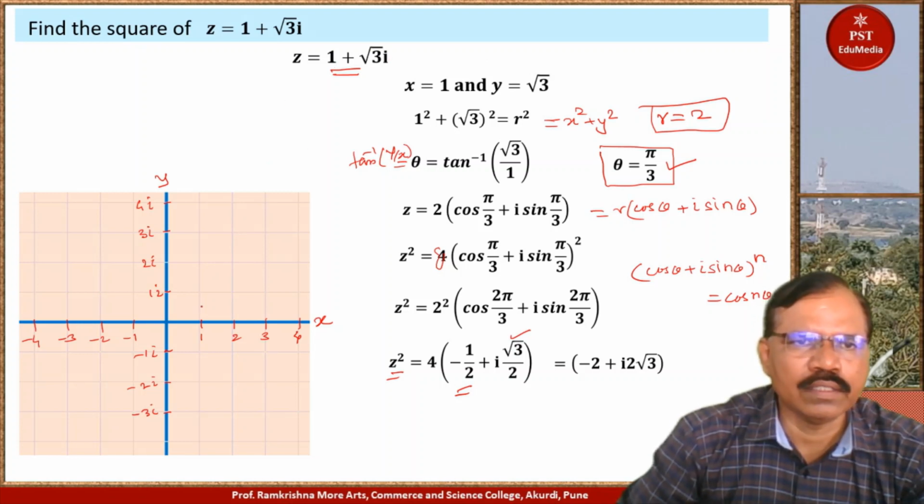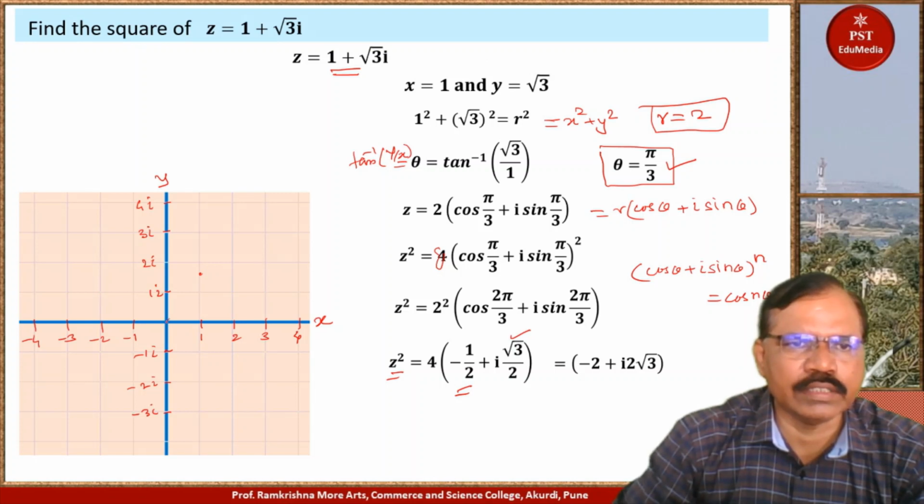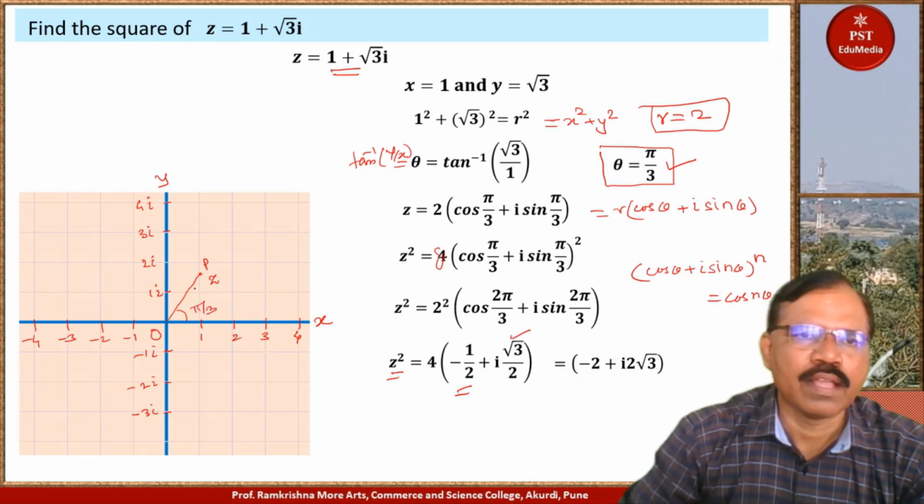So here 1, root 3 means 1.7 something, so you will get a point here, and if we join this OP point, this represents complex number z. This angle is pi by 3 and its modulus will be 2.